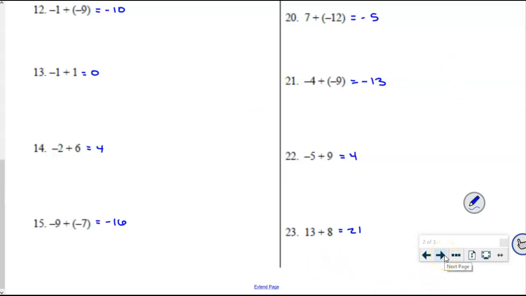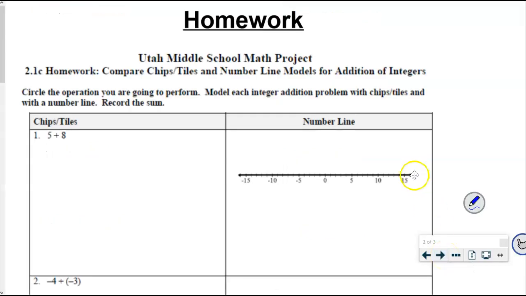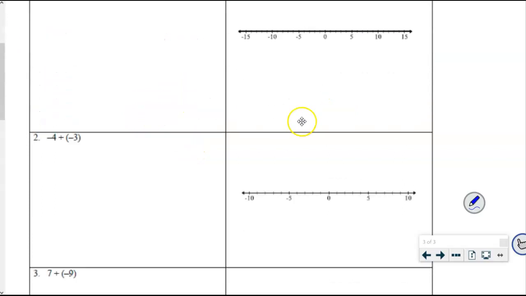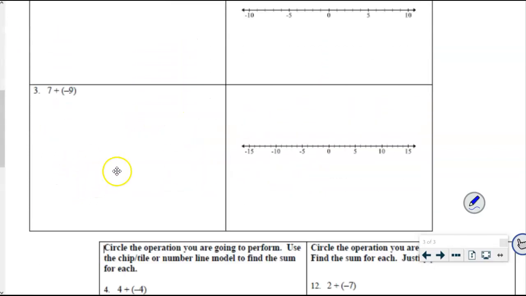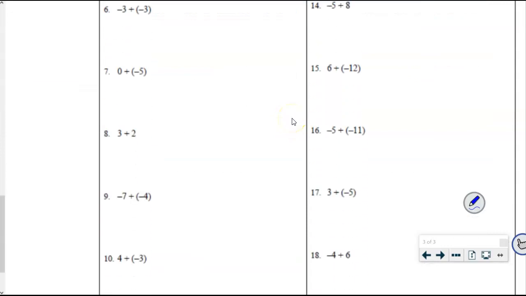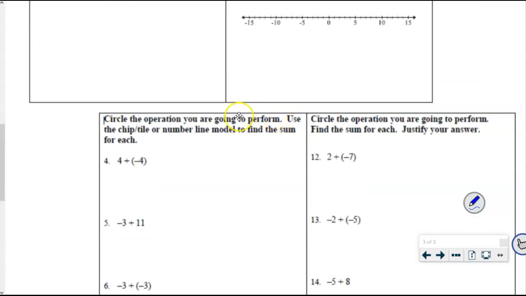And now that you've had a chance to check your answers, your homework is on the back side, and your homework is more of the same, just more chance for you to practice at home. If you want to get good at this, that includes practicing on your own time, not just in class time. So, your homework, chip tile model and number line, chip tile model and number line, chip tile model and number line, and then the last set is just more like what we did, right? Choose any model that you want and justify.